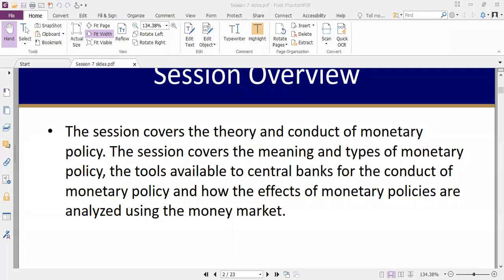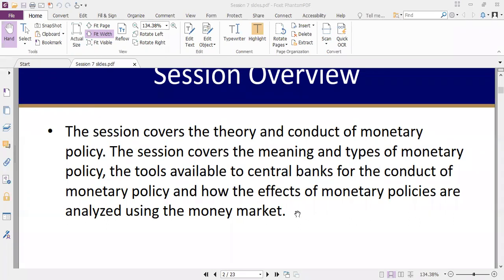Okay, that's basically what I want to cover: the concept of monetary policy, and understand how it is done. We will learn the types of monetary policy, the tools available to the central bank for conducting monetary policy, and how effective monetary policies are in analyzing the money supply or money market. So that's basically what we are going to do today.